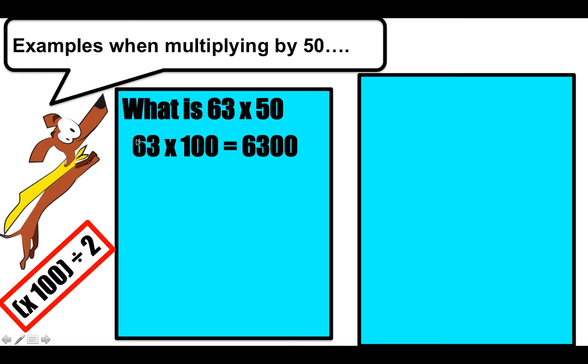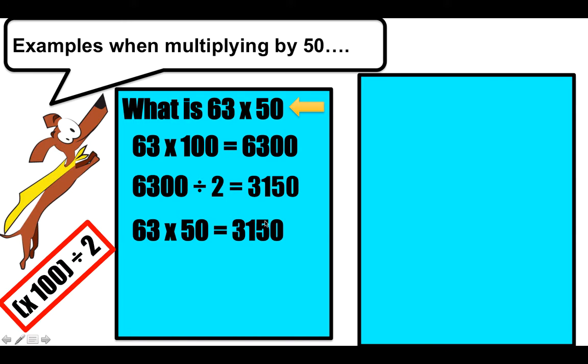Multiply by 100 first. 63 times 100 is 6,300. What's my next step? Divide by 2. Because we want to find multiplied by 50 and not multiplied by 100. 50, remember, is half of 100. So 6,300 divided by 2 is 3,150. 3,000 is half of 6,000 and 150 is half of 300. That's a simple example. So we can say finally that 63 multiplied by 50 is 3,150.